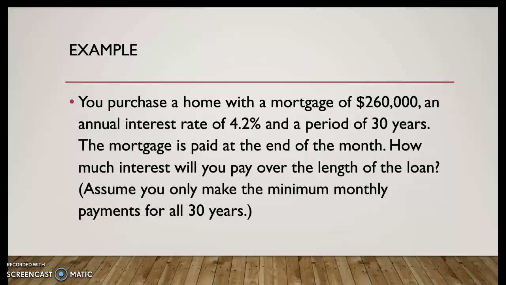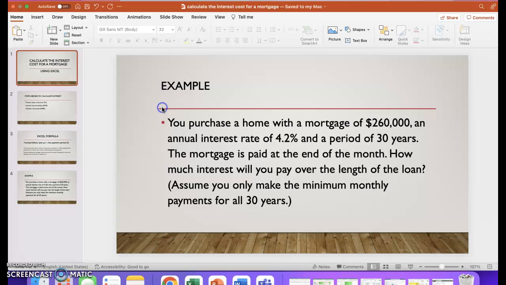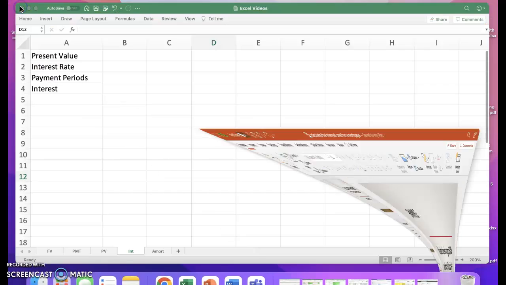Now, for this case, we are going to assume we make only the minimum payment and we never pay an additional payment, because if you make an additional payment or you round up, all of that extra would go towards your principal, and that means your balance would decrease a little bit quicker and you would pay less interest over time. So for this example, we're only making the minimum payment. Okay, so let's go to Excel.